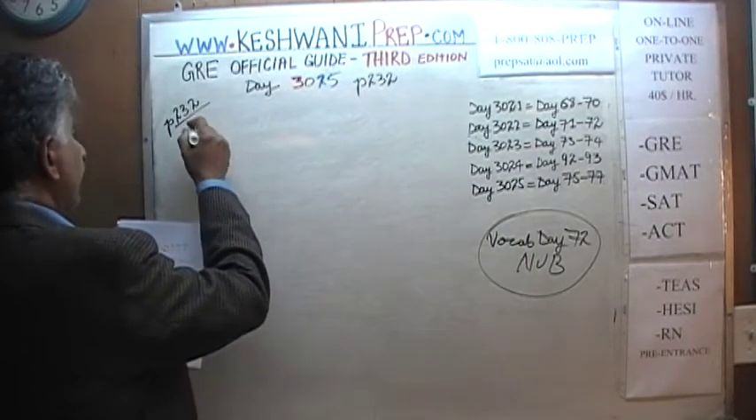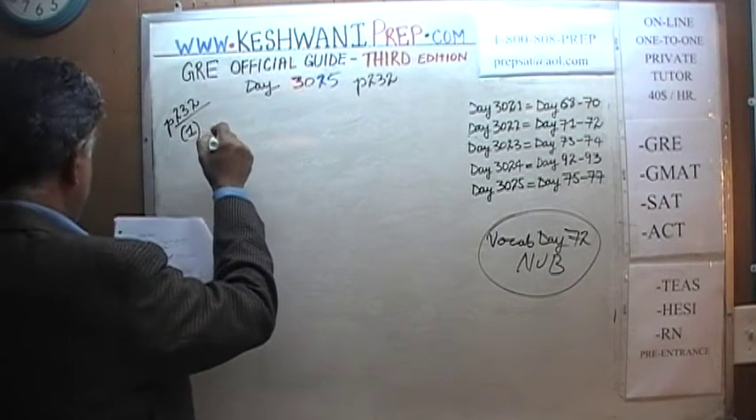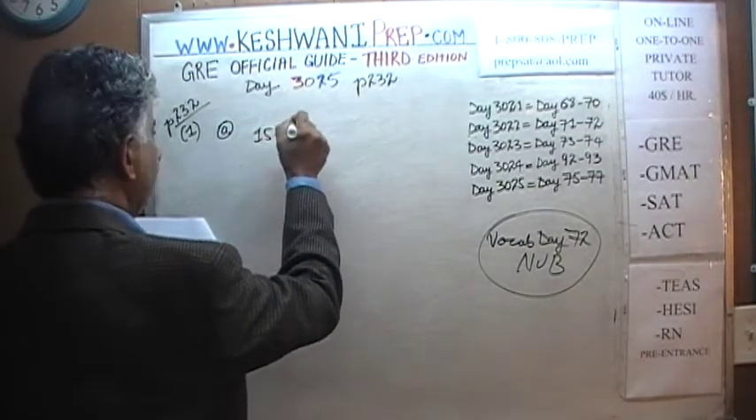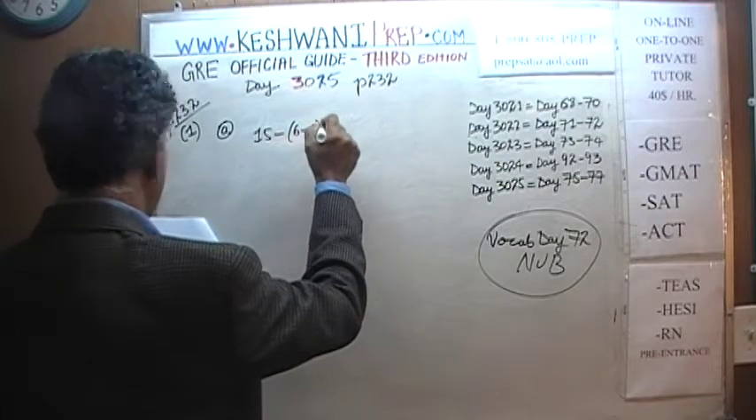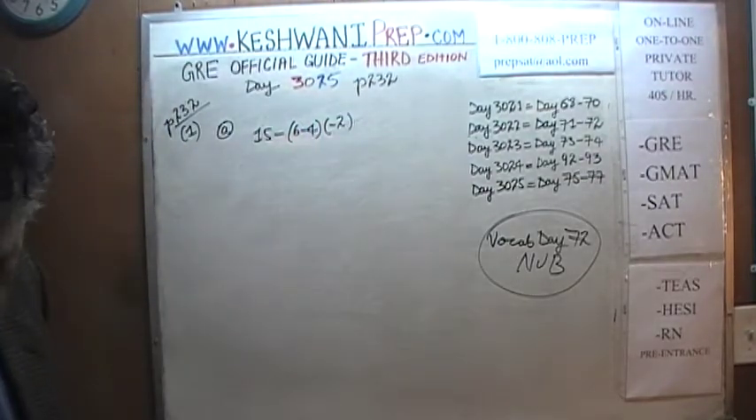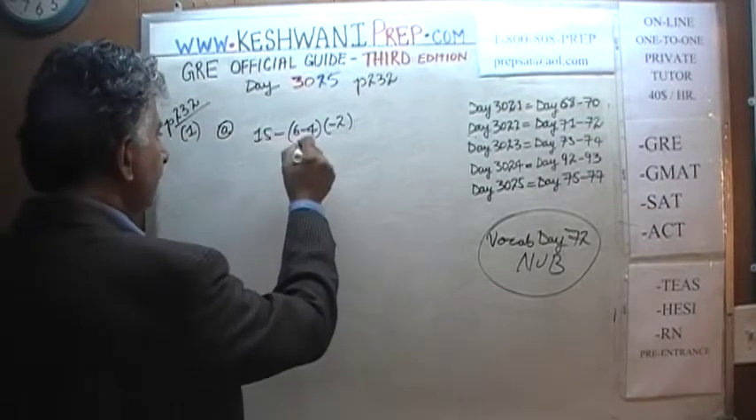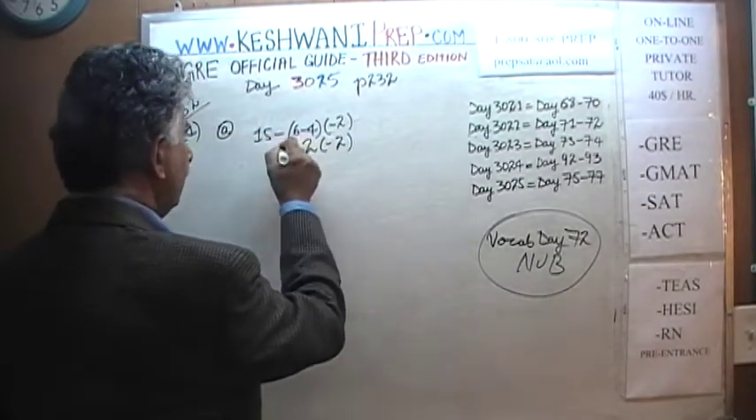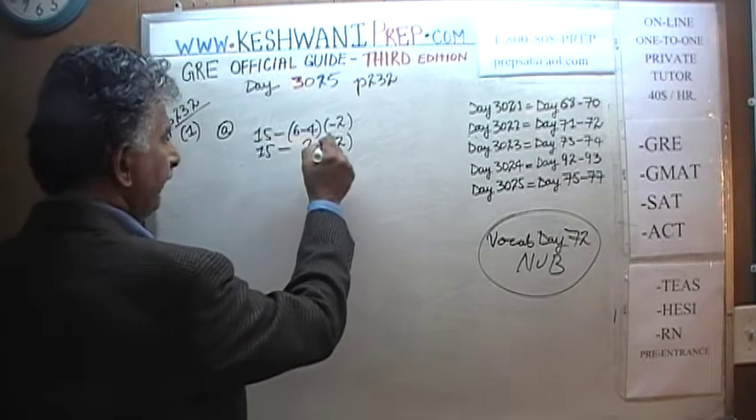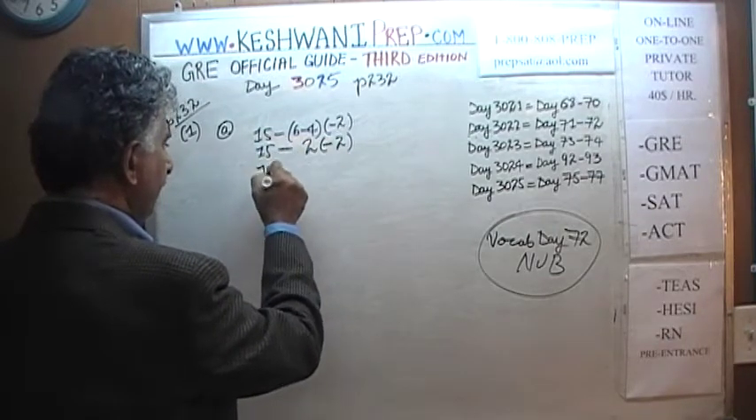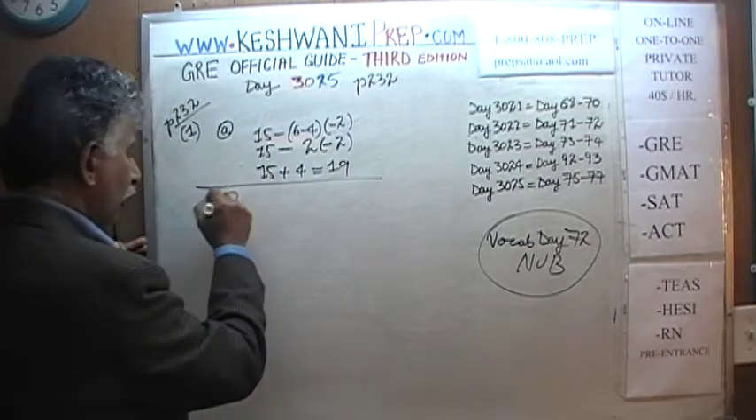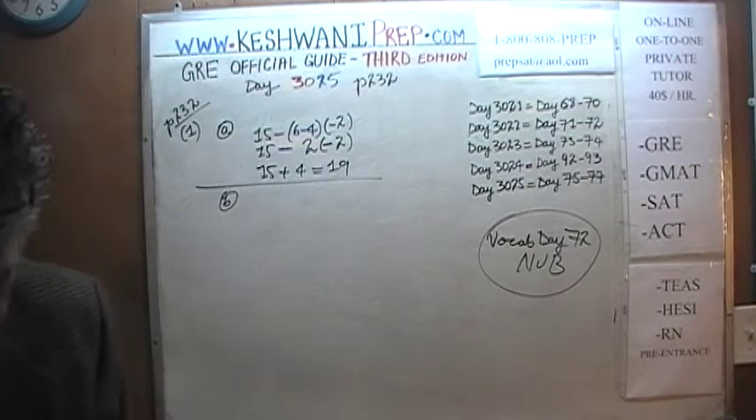So we are at problem number one, exercise A. It says 15 minus 6 minus 4 times negative 2. 6 minus 4 is 2, so it's just 2 times negative 2, and we have a negative in front of it. 2 times 2 is 4, and this negative is going to become positive, so it's 15 plus 4, it becomes 19. I don't want to do this much explanation, I don't know why I cannot stop myself.